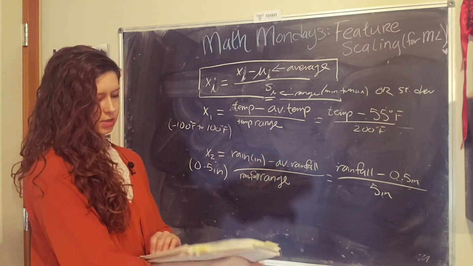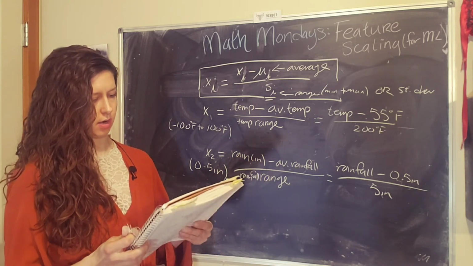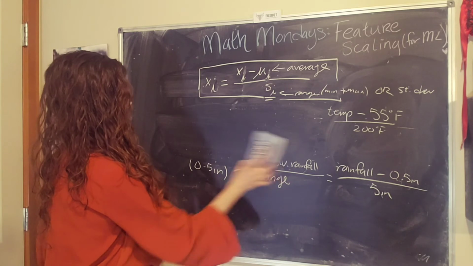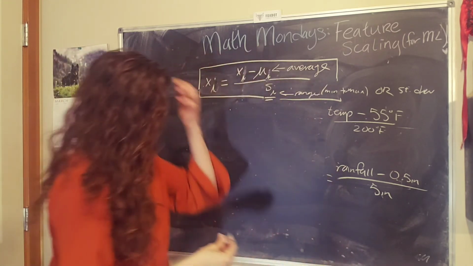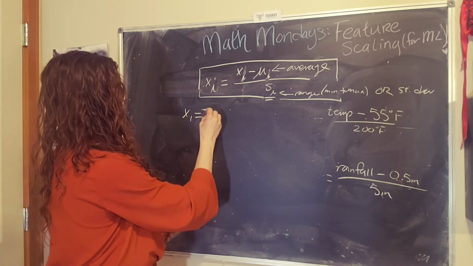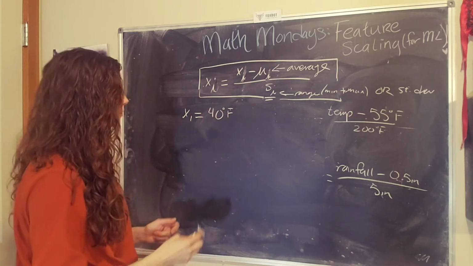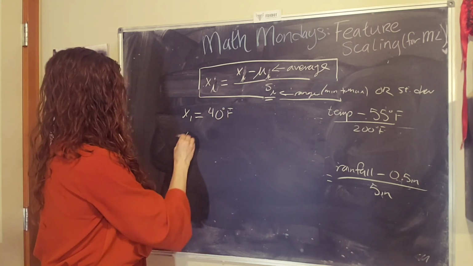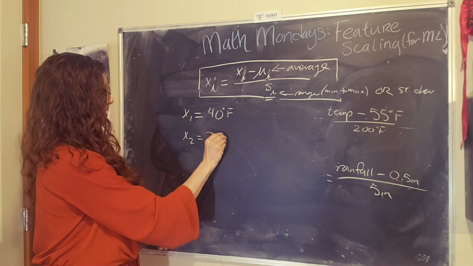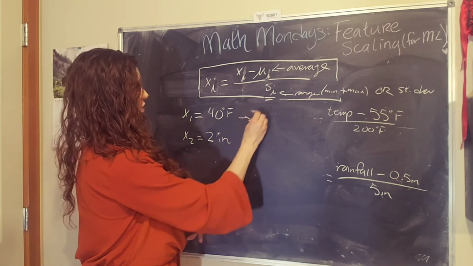Yay! Okay, so we're going to end by doing an example. Let's say we have x1. We're looking at a particular day in the year where it was 40 degrees Fahrenheit. And let's say it rained 2 inches that day. Actually, I'll write inches so you can see it. So now we take the feature and we plug it into that equation.